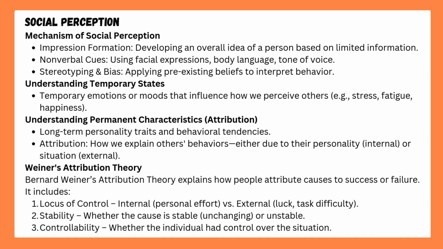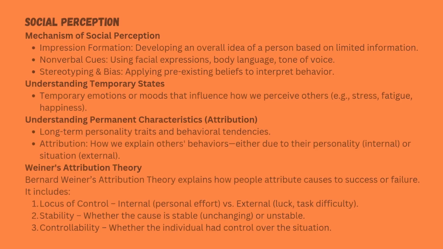Weiner's attribution theory. Bernard Weiner's attribution theory explains how people attribute causes to success or failure. It includes locus of control, internal, personal effort, versus external, luck, task difficulty. Stability, whether the cause is stable, unchanging, or unstable. Controllability, whether the individual had control over the situation.